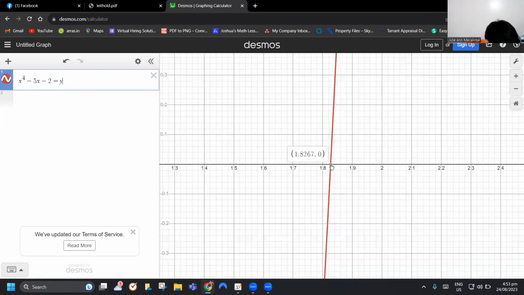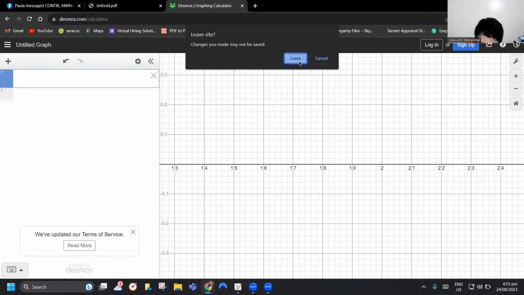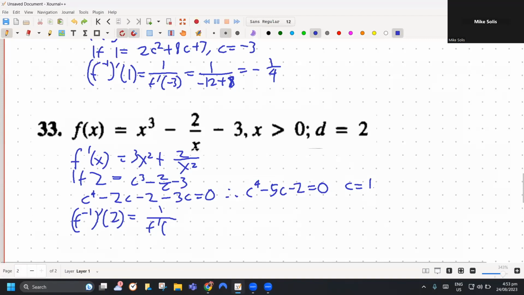Okay, so 1.8266. Parang tama nga ba? Agrees. 8267. Tapos note mo na lang yung ano, note mo na lang na paano mo nakuha yung sagot. In graphical. So graphic calculator. Okay.